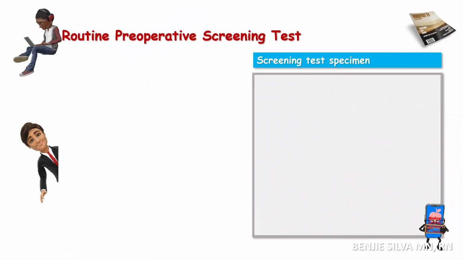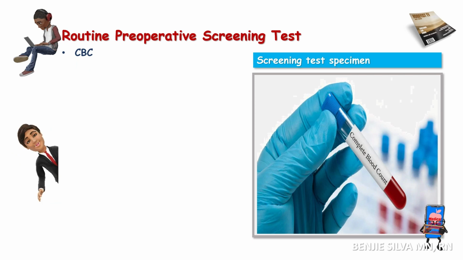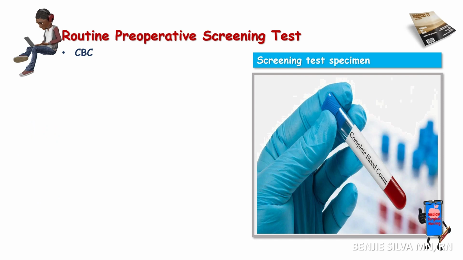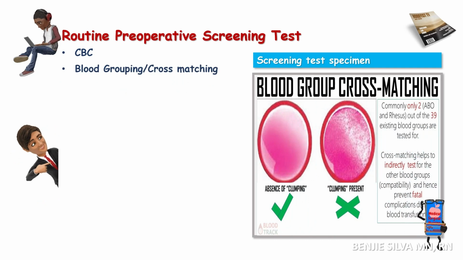Routine preoperative screening test, CBC. Complete blood count: red blood cell, hemoglobin, and hematocrit are important to the oxygen carrying capacity of blood. White blood cell are indicator of immune function. These are important components to know if the client is having a normal or abnormal value during CBC testing. Blood grouping and cross-matching. This should be determined in case blood transfusion is required during or after surgery.